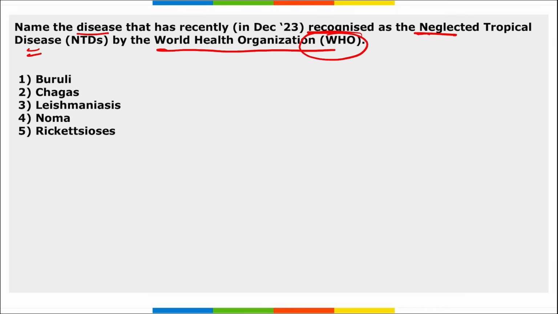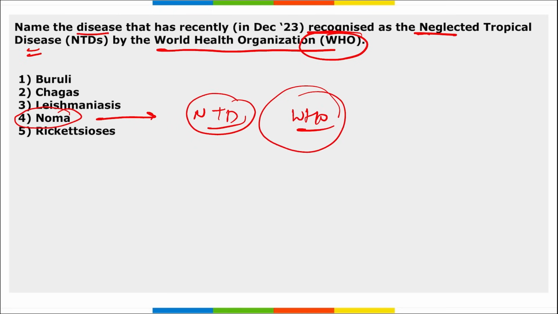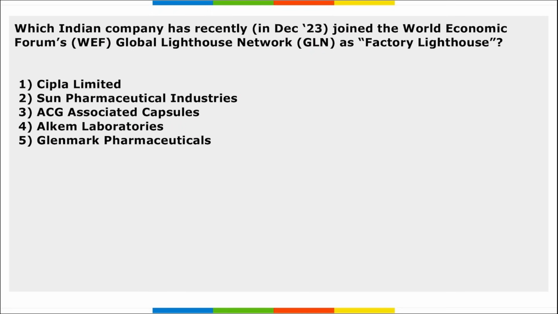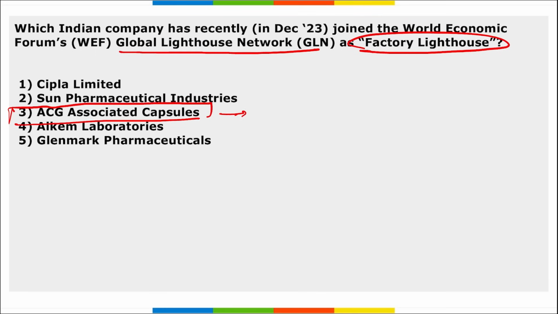Next, name the disease that has recently been recognized as a neglected tropical disease by the World Health Organization. Which is that? Name that disease. It is Noma. Noma has been declared as a neglected tropical disease by WHO. Next, which Indian company recently joined the World Economic Forum's Global Lighthouse Network as a factory lighthouse? Name that company. It is ACG Associated Capsules, right? They have recently joined the Global Lighthouse Network of the World Economic Forum as a factory lighthouse. Right? Take a note of this as their factory lighthouse.